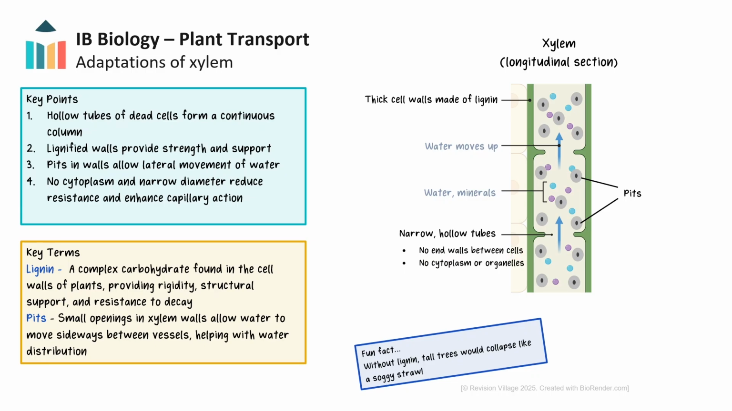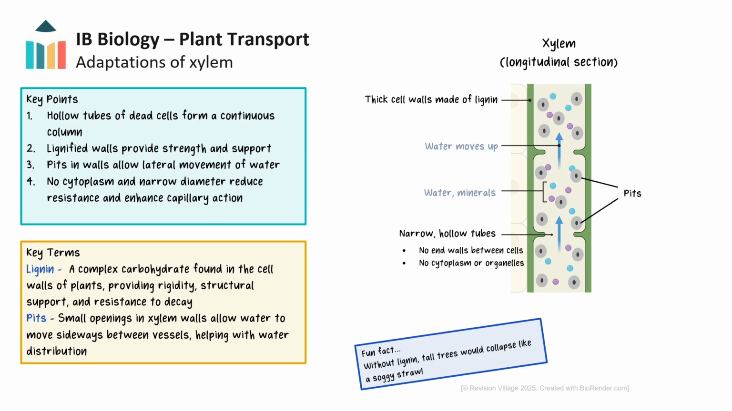One of their key adaptations is that the walls of the xylem are thickened with a substance called lignin, which provides structural strength and prevents the vessels from collapsing under the tension created during transpiration pull. Lignin can be deposited in different patterns, such as rings or spirals, allowing flexibility while still reinforcing the vessel. The narrow column and lignified walls create a continuous column through which water can flow freely without interruption.